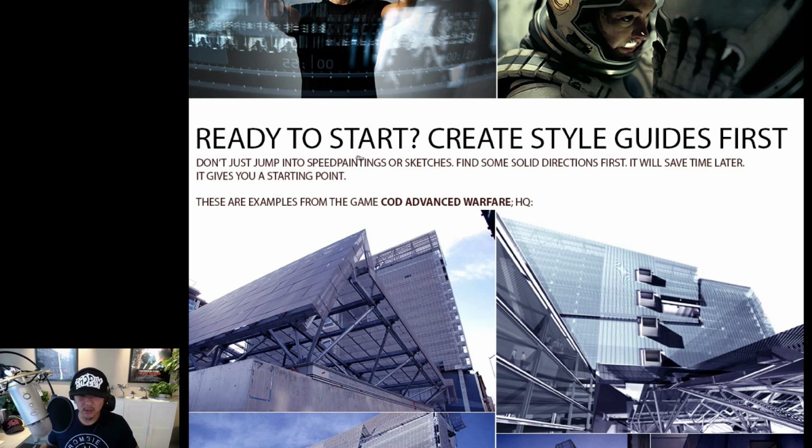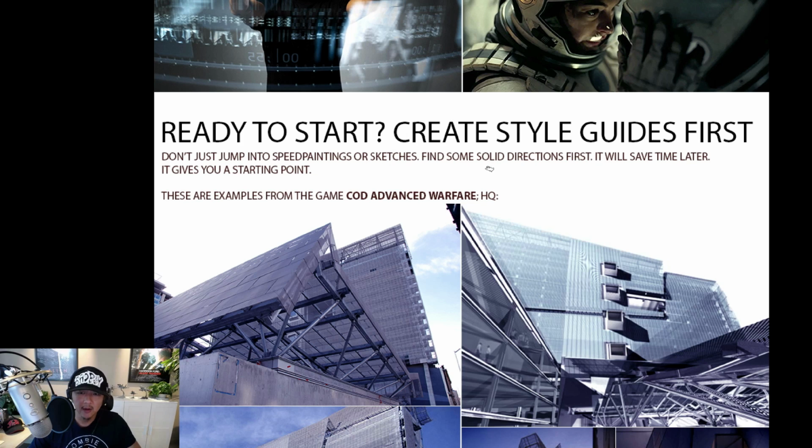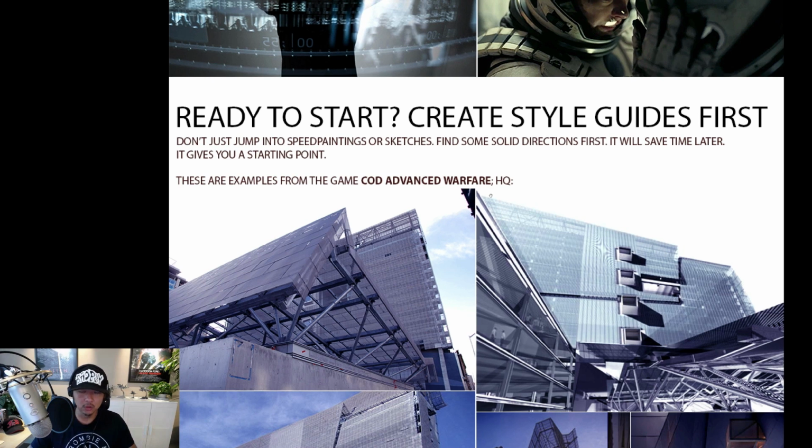And that example is exactly what we do in the real world, right? They're not asking for generic stuff. They want a language. So to do that, find some solid directions first, build some PDFs, build some reference images, and that'll give you a starting point and save you a lot of time later. So you don't doodle around and waste time drawing just generic sci-fi, okay?